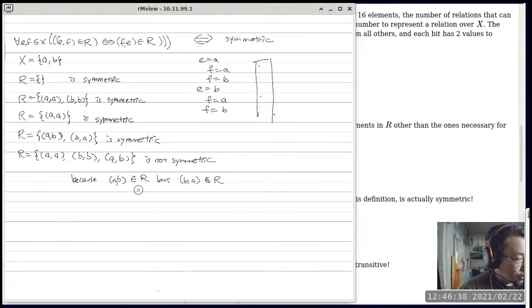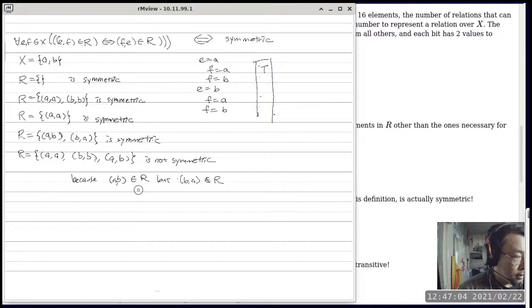Okay, so we'll start with E and F both being A. So AA is in R, yes, true. AA is in R, true. True if and only if true is true. So for this particular case, the answer is true. Okay. Now we bind E to A, F to B. So now we have AB is in R.